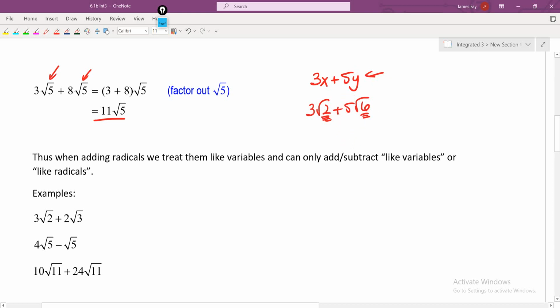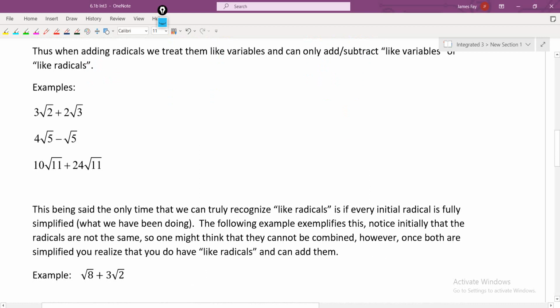Okay, so some examples of this. You know this 3 radical 2 plus 2 radical 3. Is that radical the same as that radical? No, they are not. Because they are not the same, you cannot add these together and make a simpler format. So we just leave this as 3 radical 2 plus 2 radical 3. That is the most simplified way we can write that expression. Now this one here is a little bit different.